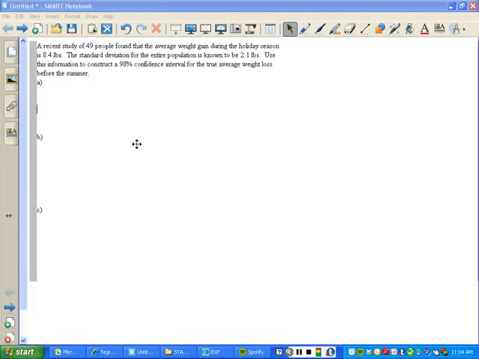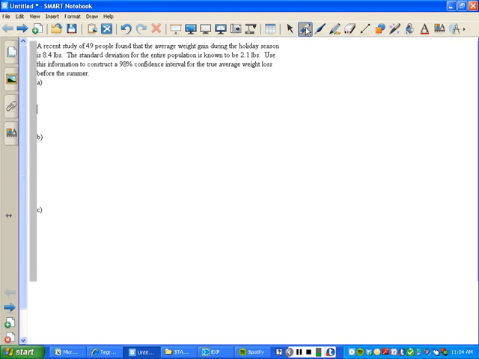Alright, so here we are. We are looking at people gaining weight during the holiday season. I love food. Standard deviation for the entire population is 2.1. We're going to construct a 98% confidence interval.